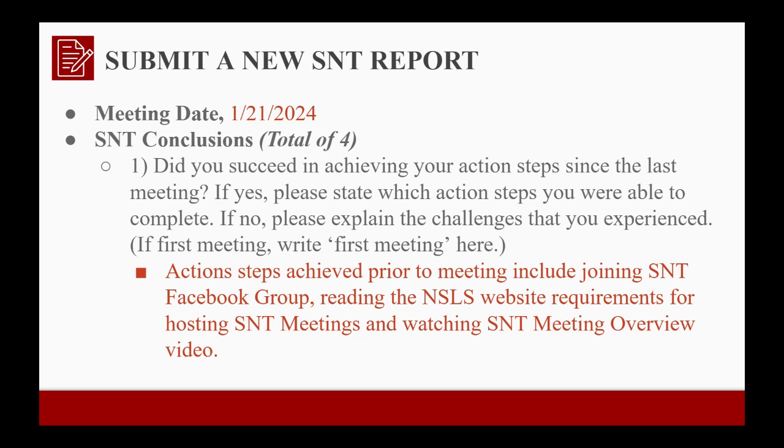We will be reviewing how to submit a new SNT report based on today's meeting criteria. The first field for the new SNT report is the date the meeting was conducted. These next 4 fields will be the SNT conclusions, and they will be in the same format for every SNT meeting. The first one is the question, did you succeed in achieving your action steps since the last meeting? This may not always be applicable if it's your first meeting, so in that case, you would annotate it here.